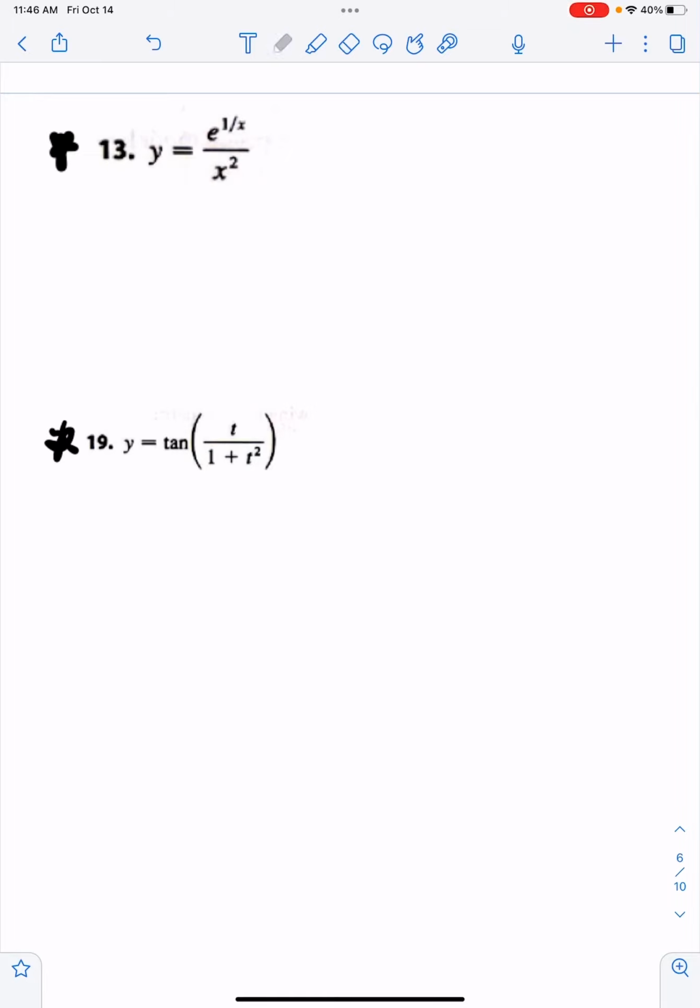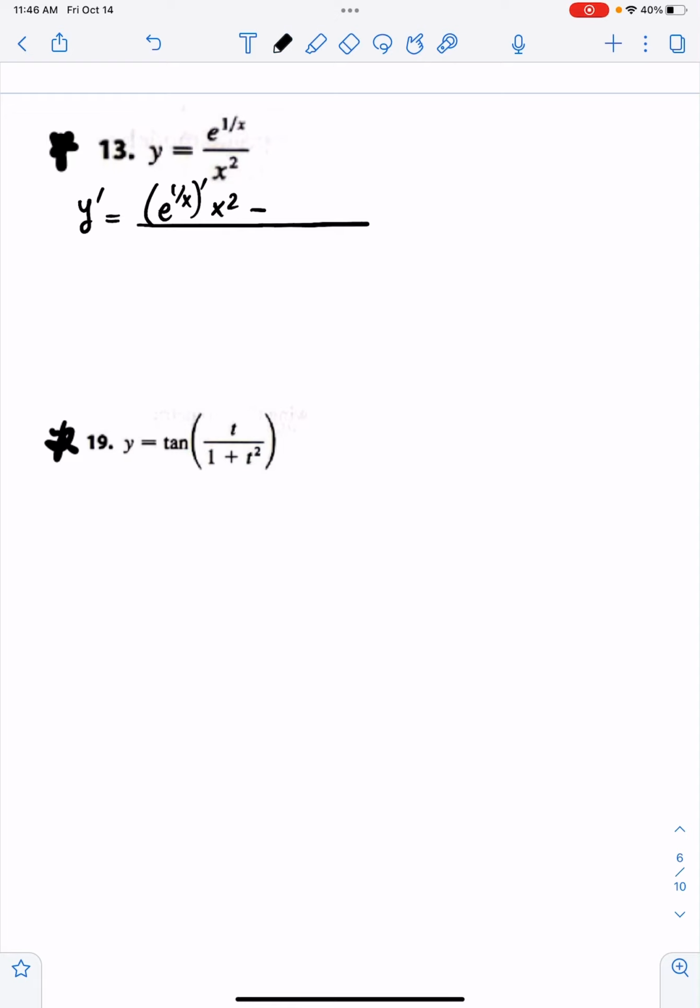Okay, finding y prime here is equal to derivative of the numerator times the denominator. I'm going to write it out before I do it. Minus derivative of the denominator.